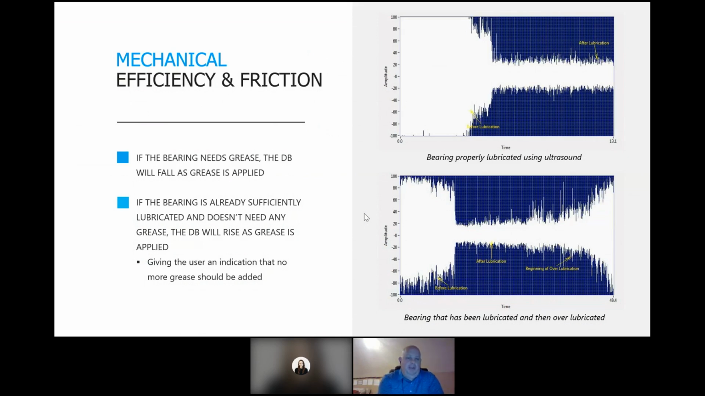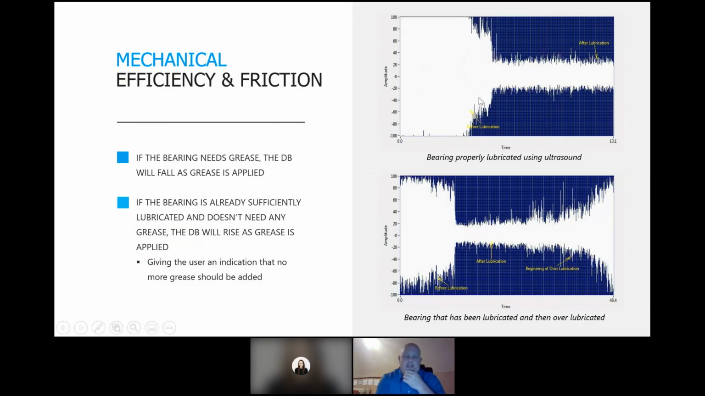Now, if the bearing is already sufficiently lubricated and doesn't need any grease, then usually the response is fairly quick. Usually just after a couple of pumps of grease, the decibel level will start to increase. So if we're ever applying grease to a bearing and the decibel level starts to increase, it's an indicator to let us know that we need to stop applying grease because we've now reached the threshold where we've started to apply too much grease. And you kind of see that here on the top image.